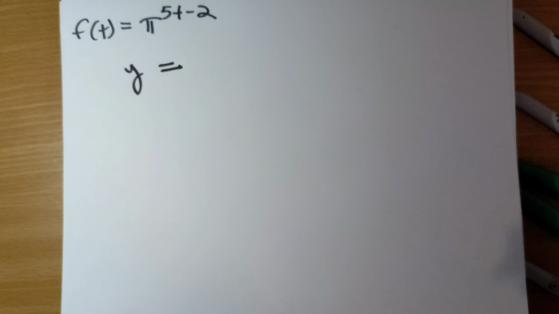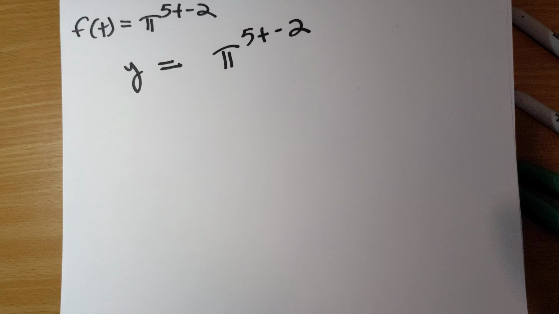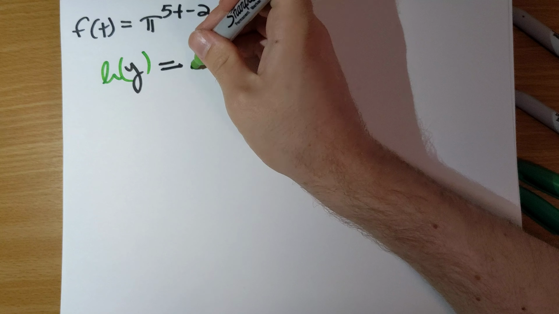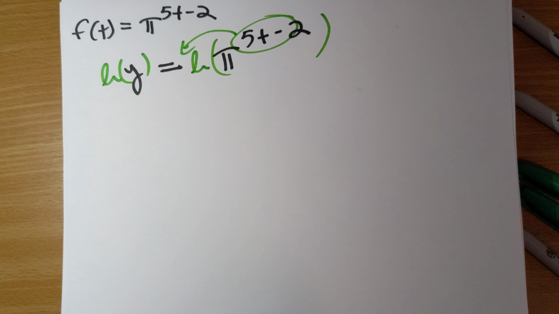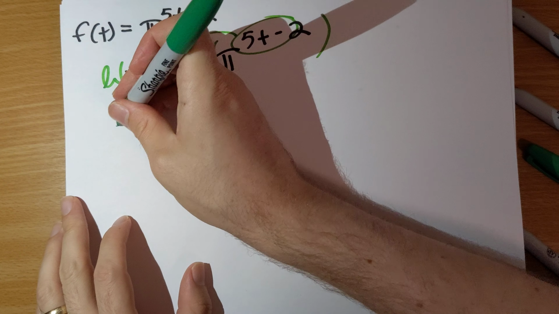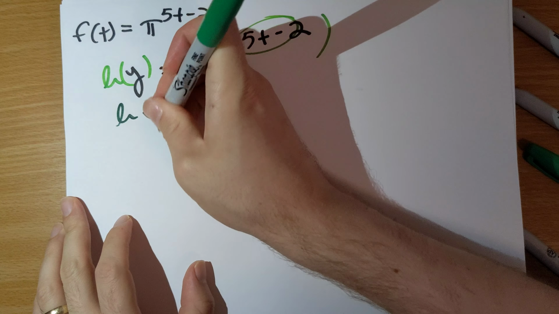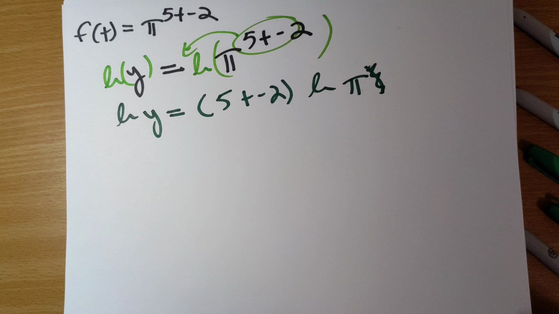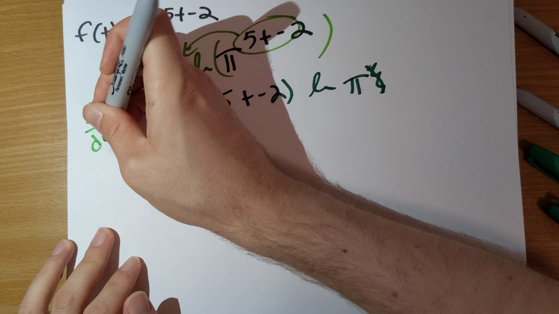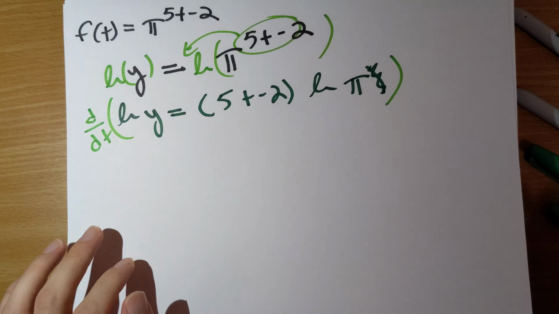So I'm identifying f with y. y is equal to pi to the 5t minus 2 power. Natural log of y is equal to the natural log of this, and then we can bring down the exponent. So natural log of y is equal to 5t minus 2 times natural log of pi. Okay, so now we take the derivative of everything with respect to t here.